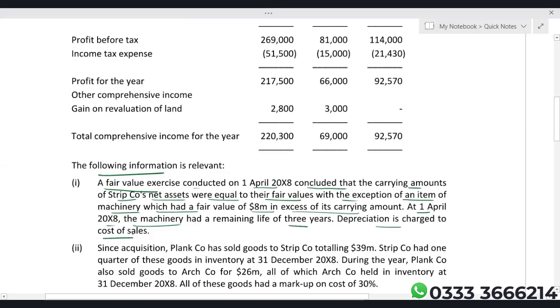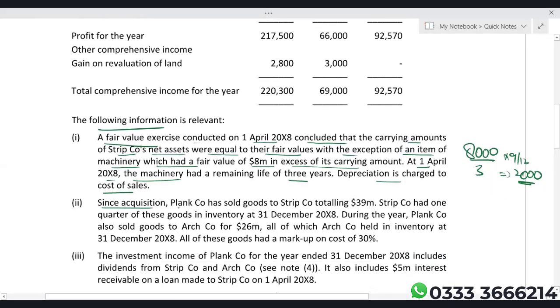Depreciation is charged to cost of sale. So if I ignore 3 zeros, 8,000 divided by 3 will give us the additional depreciation for the whole year. Since the post-acquisition period is only 9 months, then 9/12. So I am getting additional depreciation on fair value adjustment of 2,000. And this 2,000 we will charge to cost of sale. So with this 2,000 additional depreciation on fair value adjustment, cost of sale will increase.